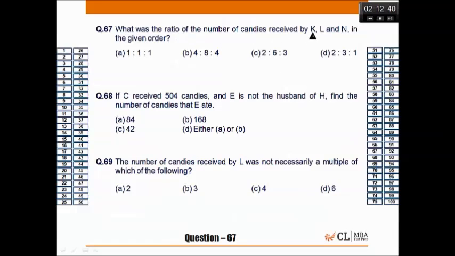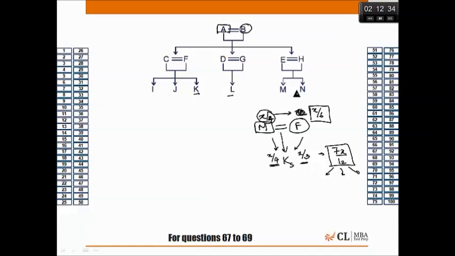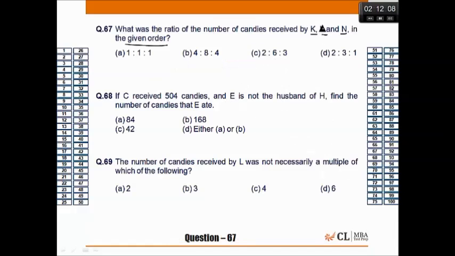What is the ratio of the number of candies received by K, L, and N in the given order? Since it is equal, let's take one basic check and see if it works. So basically, they would have received an equal number of candies, and he had to distribute them among 3 people, which means K would have got the least number of candies. This had to be distributed among M and N. M will be the second, and L has to get the highest number of candies. Okay, let's see if that works. So which means the third value must be the highest.